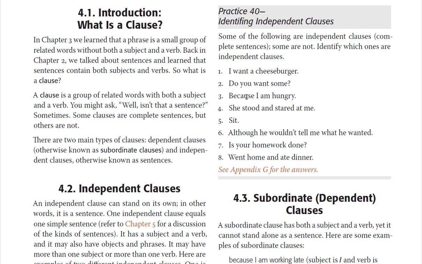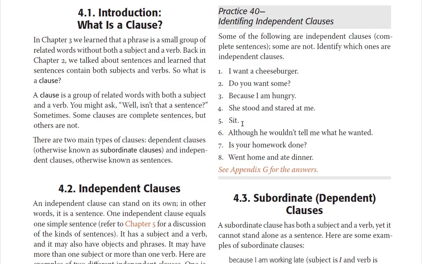Anytime that you start a sentence with a subordinating conjunction, which is what we're going to cover over here, then it becomes a dependent clause. So this is not a complete sentence because it's not a complete thought. That's how you can tell that something is a dependent or independent clause, because if it's not a complete thought, then it is not an independent clause. She stood and stared at me. That is an independent clause because it is a complete thought.